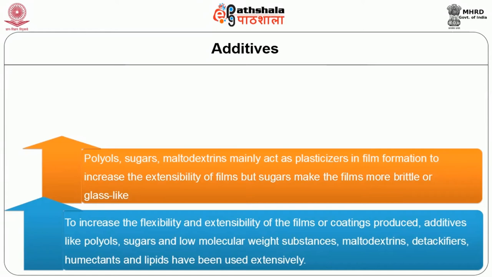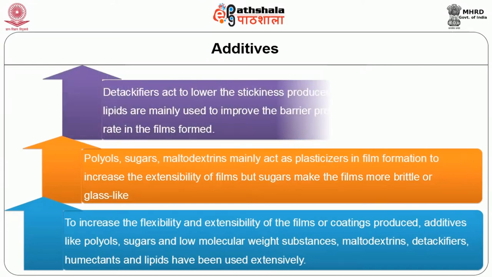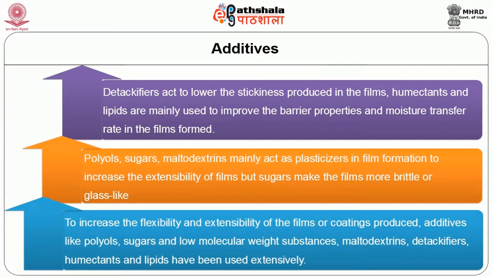Polyols, sugars, maltodextrins mainly act as plasticizers in film forming to increase the extensibility of films, but sugar makes the films more brittle or glass-like. Detackifiers act to lower the stickiness produced in the films. Humectants and lipids are mainly used to improve the barrier properties and moisture transfer rate in the films formed.